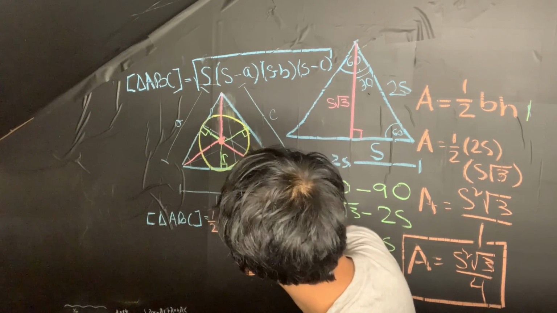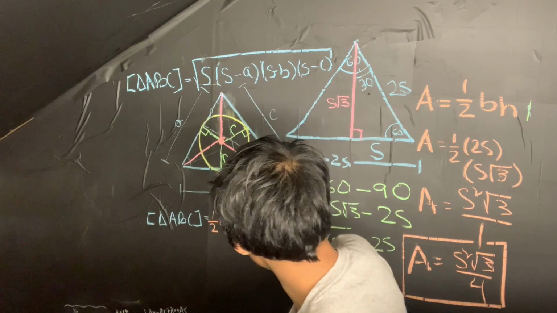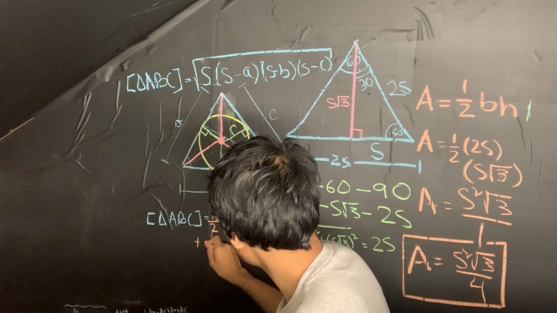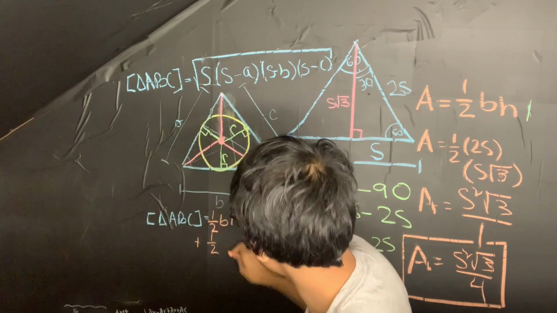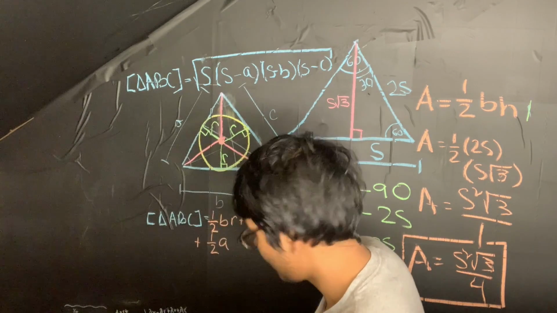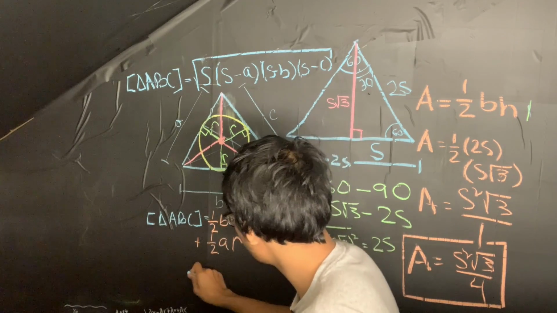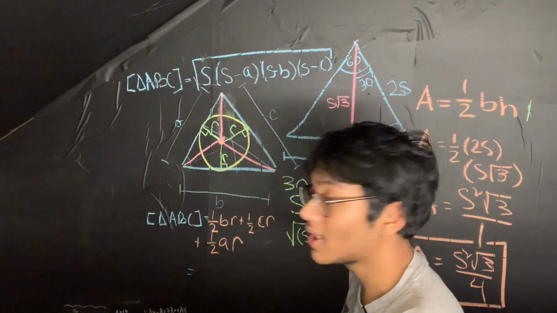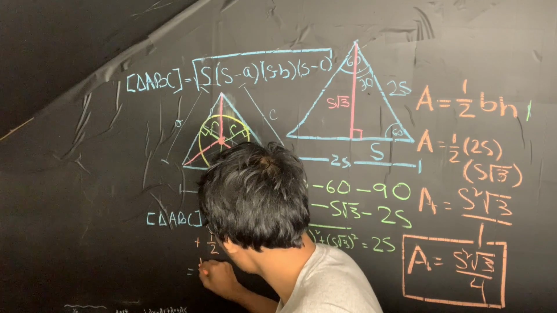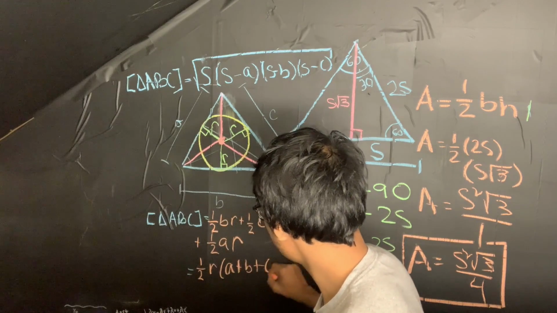What is my height for this triangle? Well, once again, it's going to be r. So that's going to be my height, r. Hopefully you can see that. And finally, my last triangle has an area of half base, which is A, and my height, which is once again r. So now I can go ahead and just factor out my half r's and check out what I get. I'm going to have half of r times A plus B plus C.